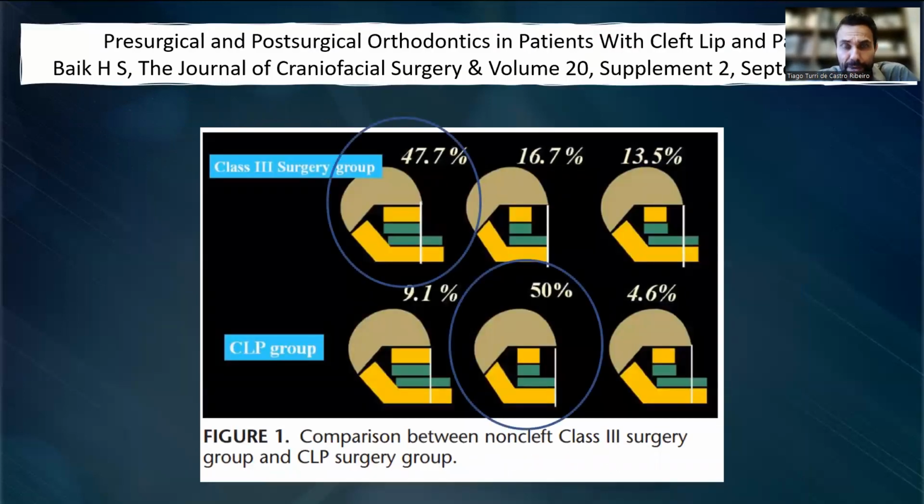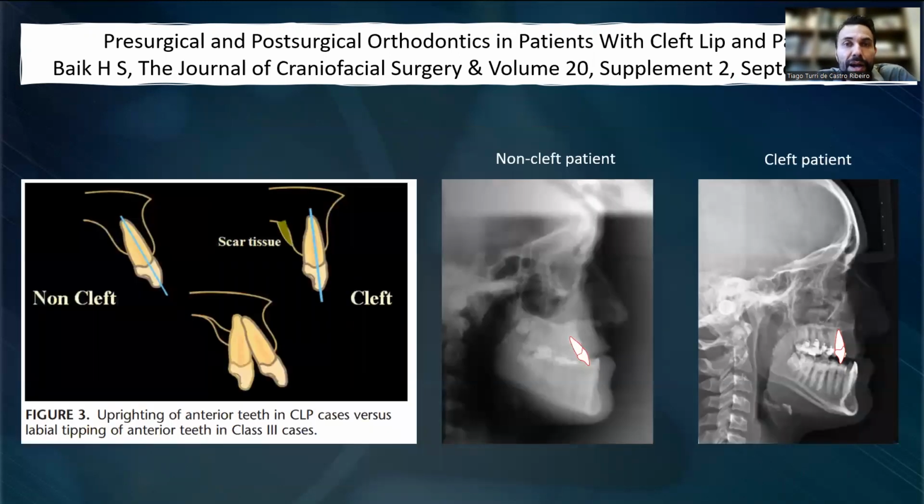Another very interesting particularity, presented by Dr. Baik from South Korea in 2009, is that while in most surgical class 3 patients without cleft there is a mandibular prognathism, in most surgical class 3 patients with cleft it is the maxilla that is deficient. The article also shows that the maxillary incisors are protruded in patients without cleft and are retracted due to scarring from primary plastic surgery in patients with cleft.